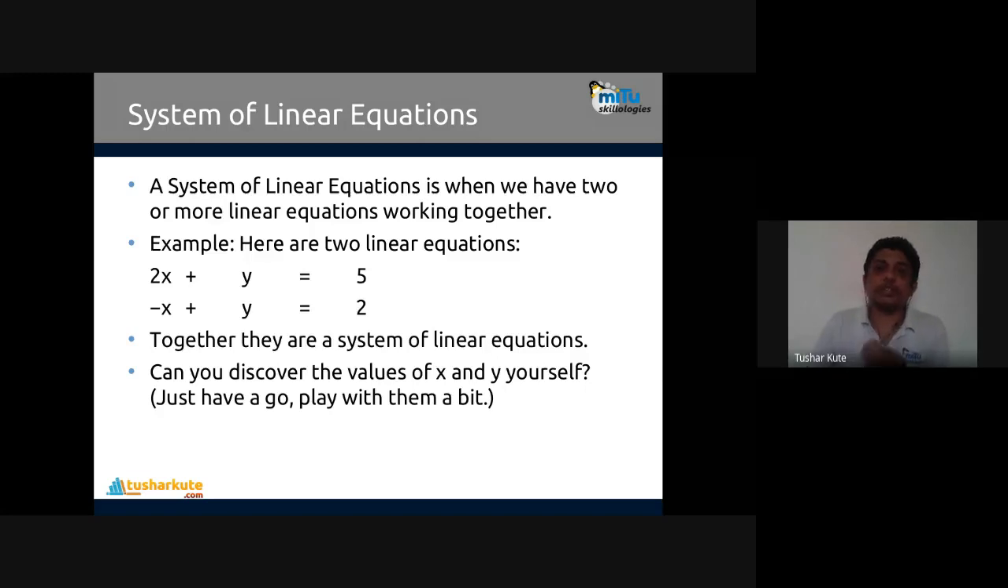A system of linear equations is when we have two or more linear equations working together. This is called a system of linear equations. When multiple linear equations are present, you can see the examples mentioned here: 2x plus y is equal to 5, or minus x plus y is equal to 2. Together they are called a system of linear equations. Now can you discover the values of x and y by yourselves?